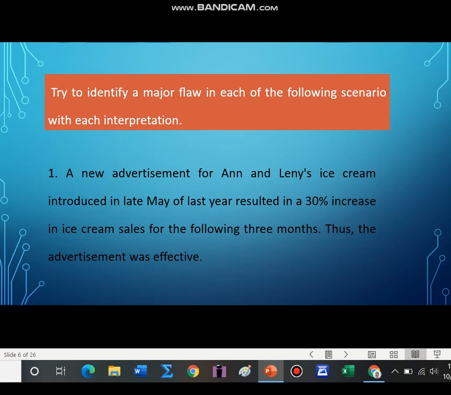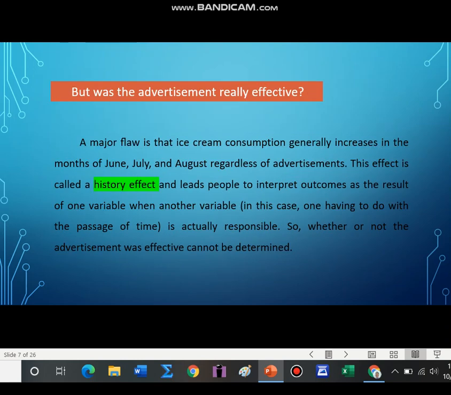First scenario. A new advertisement for Anne and Lenny's ice cream introduced in late May of last year resulted in a 30% increase in ice cream sales for the following 3 months. Thus, the advertisement was effective. But was the advertisement really effective?